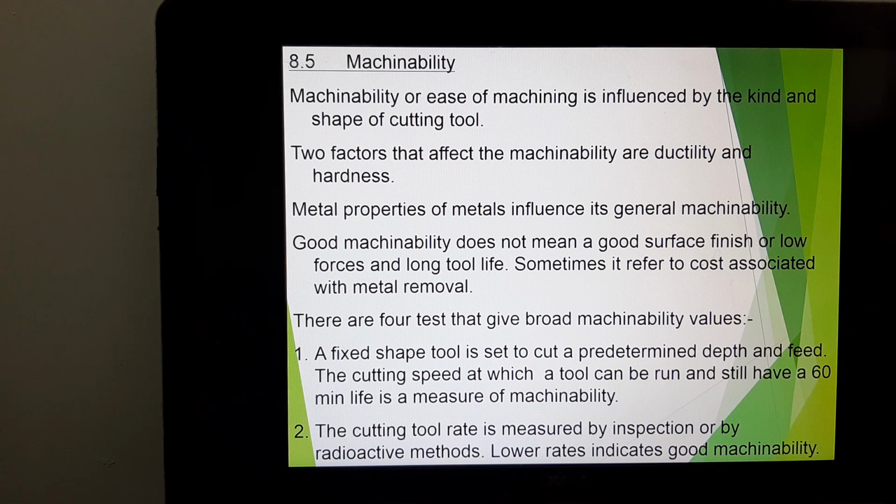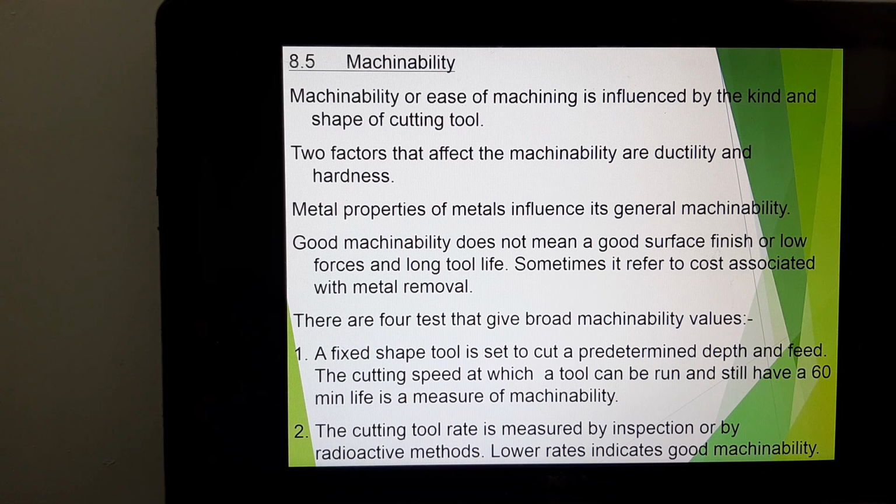So again, how do you define a good machinability? A good machinability will involve 4 factors. Number 1, tool life. Upon machining, the tool used to manufacture the product has got good life. Number 2, the surface finish of the product is good and smooth upon machining. Number 3, the power consumption is relatively low to machine that one product. And number 4, the cost of machining is relatively low to machine that one product.